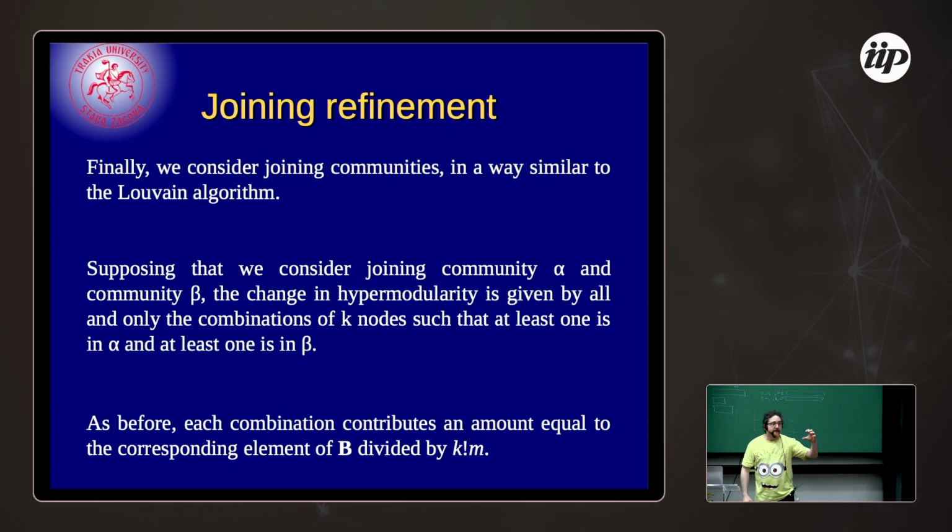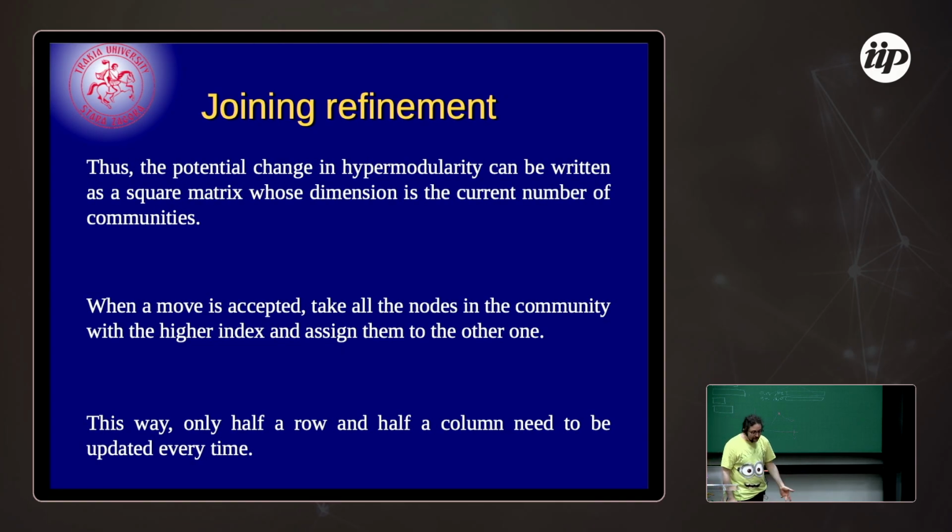Again, why? The only thing that matters is where everybody's in the same place. Bunch of people that were in the same place before, if we are joining them, are still in the same place. The only thing that changes is when someone was here and someone was there, they were in different places, so they were not contributing anything. And when we put them together, now they do contribute. This is why you need all and only the combinations of nodes, such that at least one was here and at least another one was there. Sum all the corresponding elements of B, divide by whatever the combinatorial factor, and that's it.